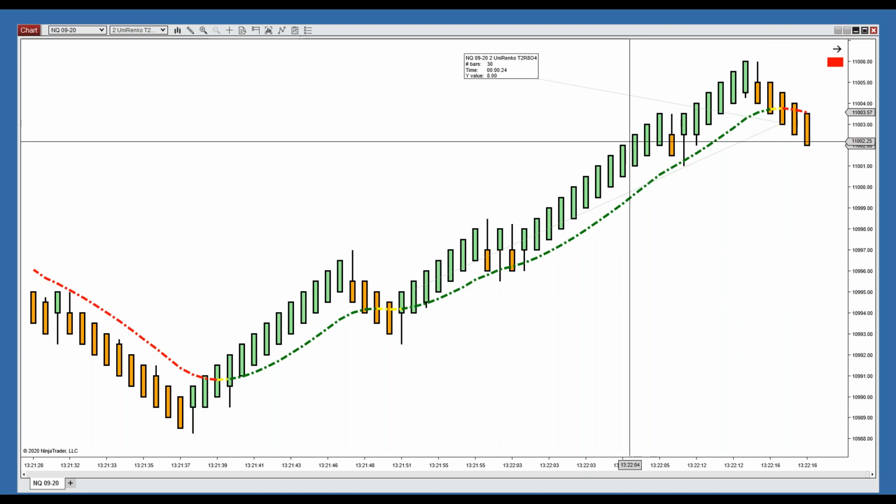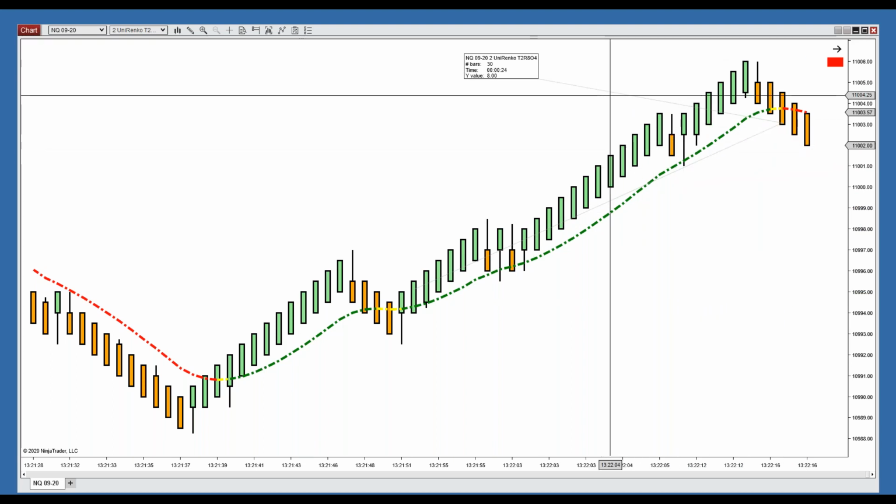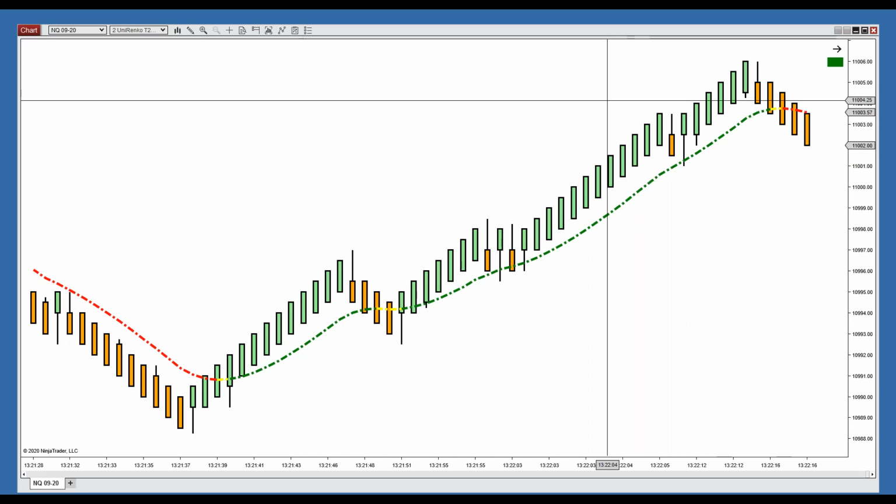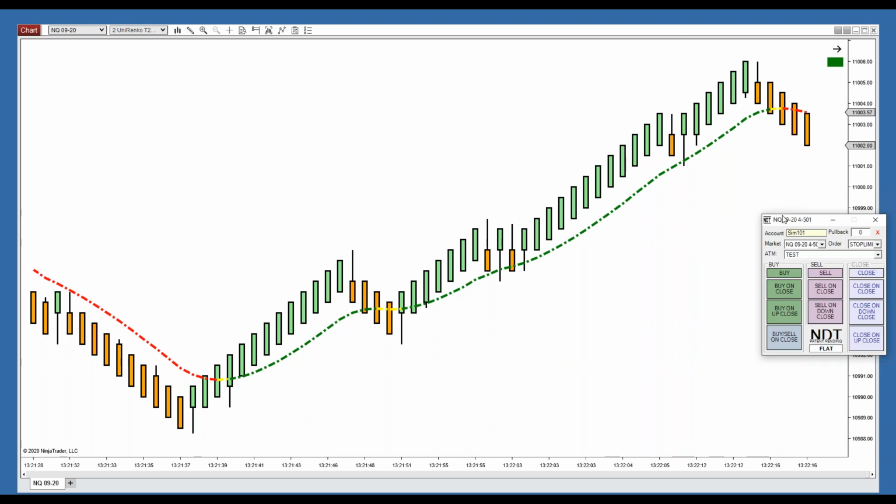And remember, this runner is on no risk because you've locked in your first target and your stop is at breakeven. So if the runner winds up going nowhere, you don't lose anything additional on the trade. Your money is banked on the first target and locked in. So let me bring up the NDT and show you some of the things that it can do.